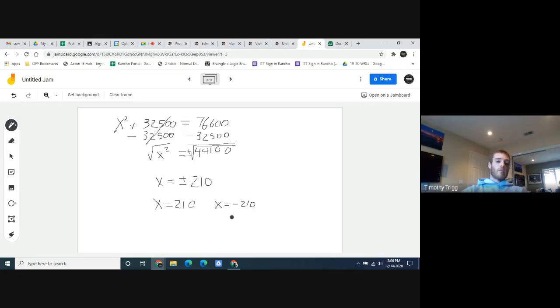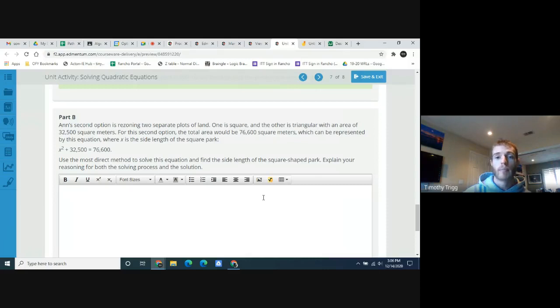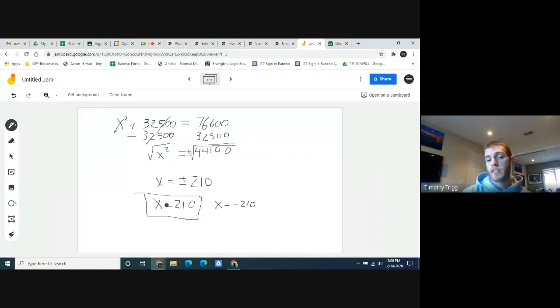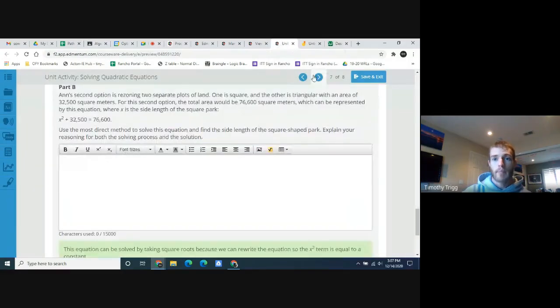So from here, which of these answers even makes sense? Well, only the positive one does, right? The negative one doesn't make any sense because you can't have a negative side length. So our answer is this. And again, show some of the work right here in the equation editor for full credit. And explain why this is the only reasonable solution. Although this solution came out in the math, it doesn't make sense in the context of this real world problem. Okay, so anyway, go ahead and put that, and that's it. That's it for this one. Okay, cool.